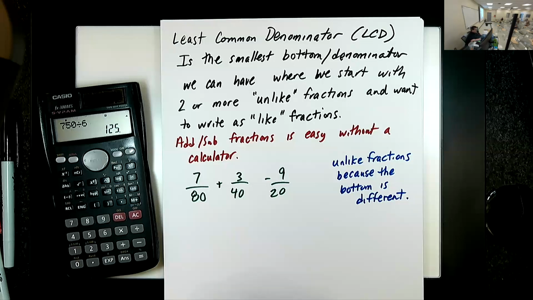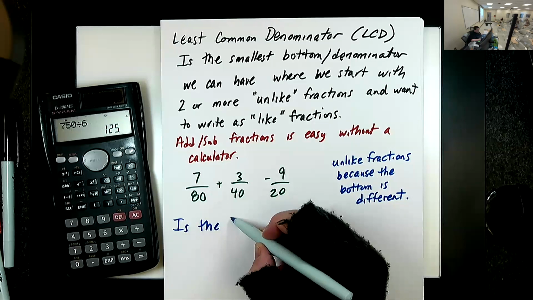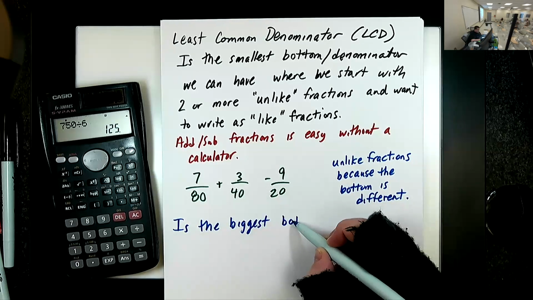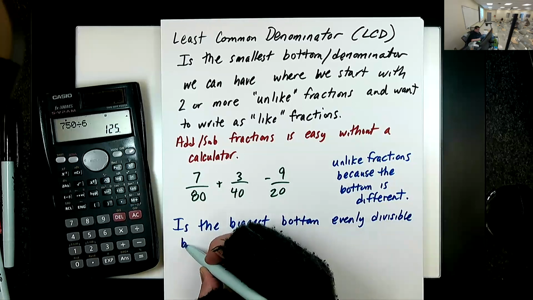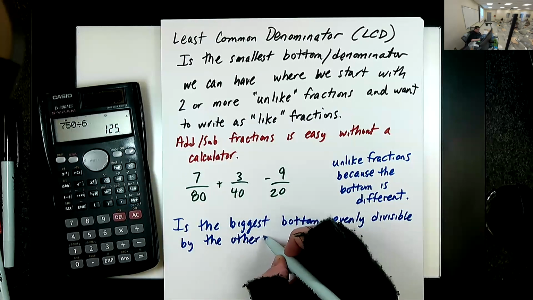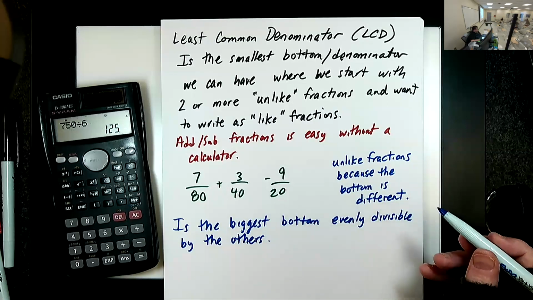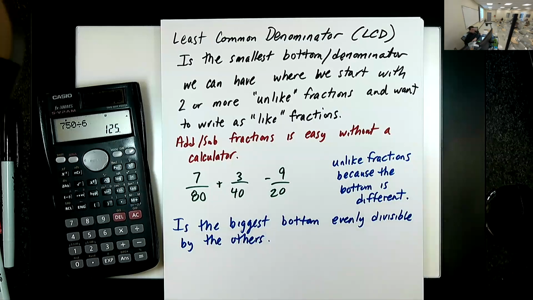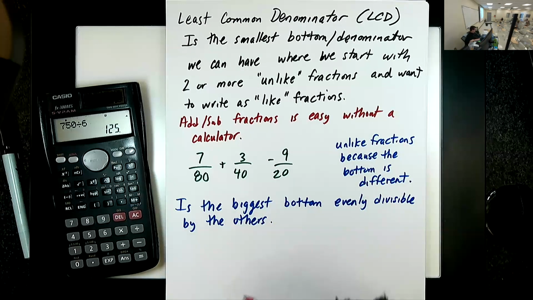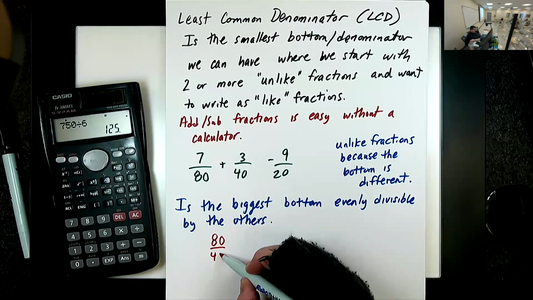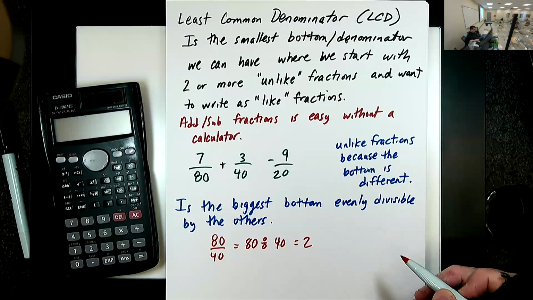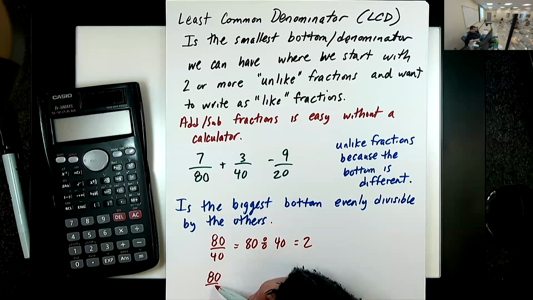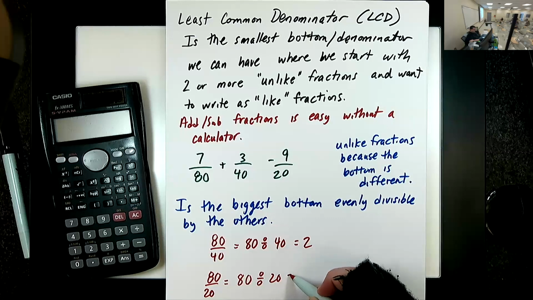First thing you should always check is whether the biggest denominator, or the biggest bottom, is evenly divisible by the others. 80 over 40, which is 80 divided by 40, is 2, and that's evenly divisible. 80 over 20, or 80 divided by 20, is 4.